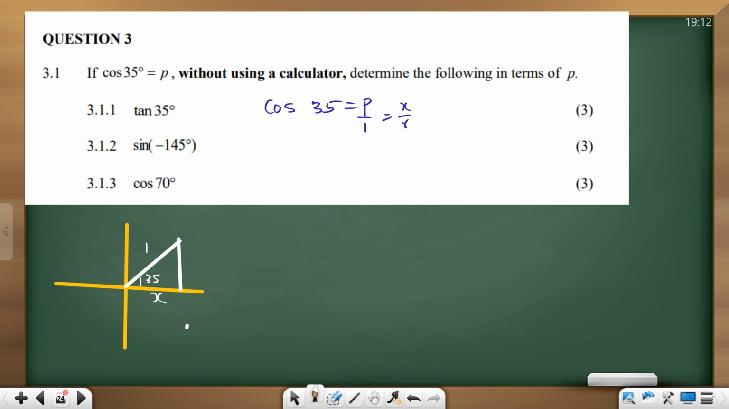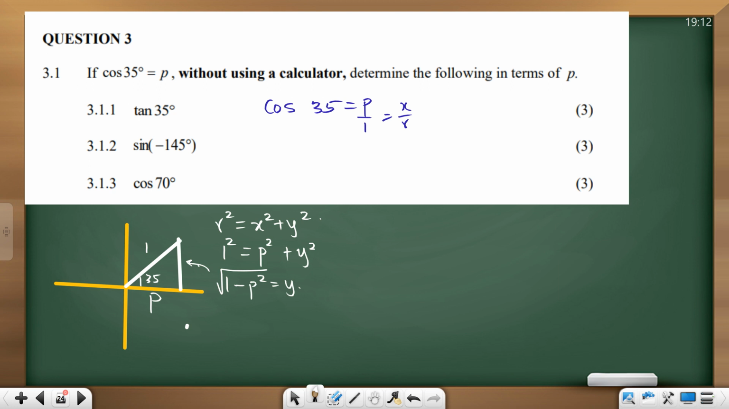1, x. It means I must get what? The opposite. R squared equals what? X squared plus y squared. 1 squared equals x squared plus y squared. By now you should know what our answer is. 1 minus p squared, and the square root is y. So we're done there.